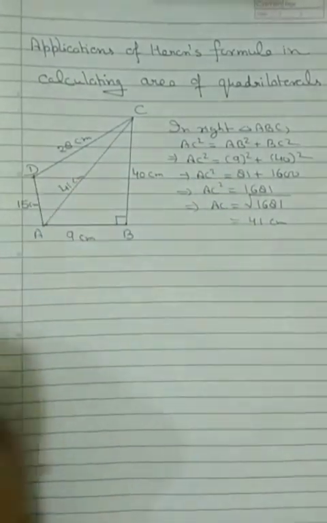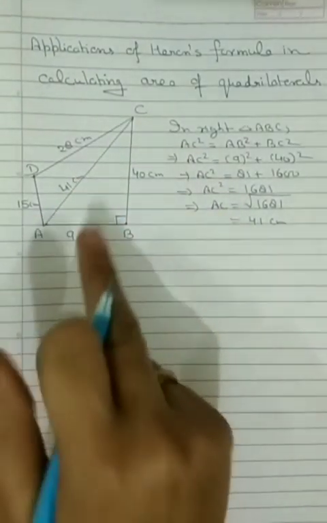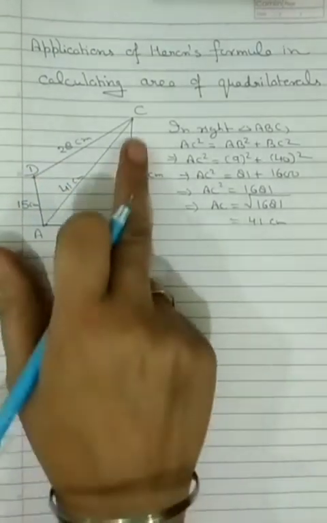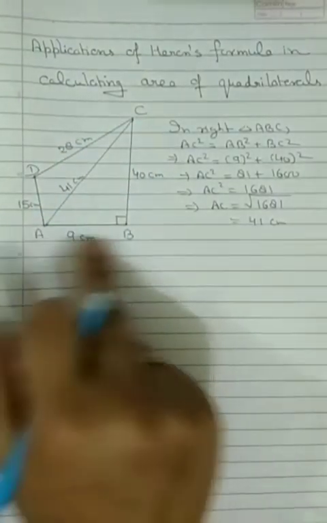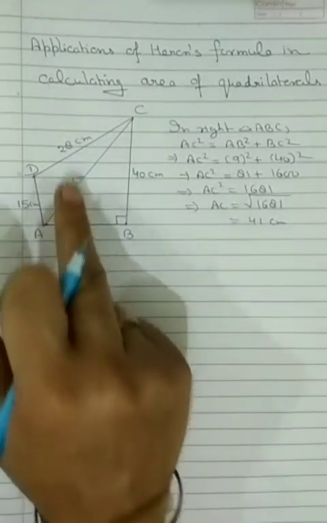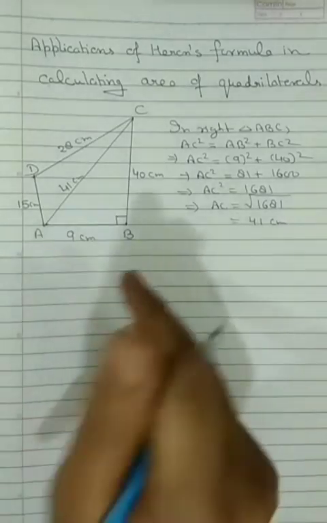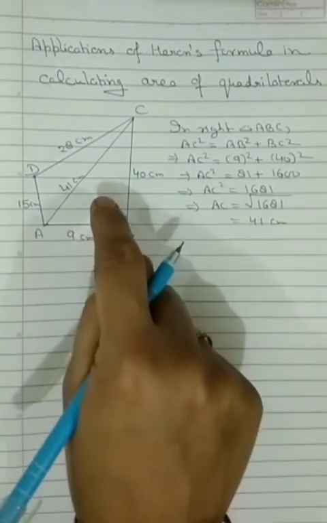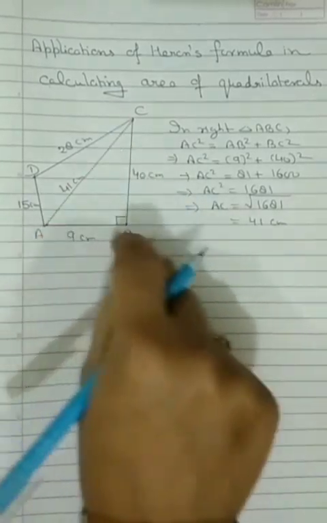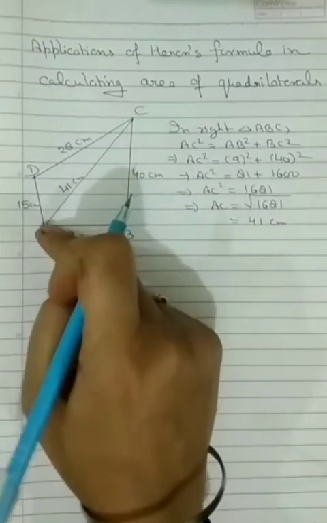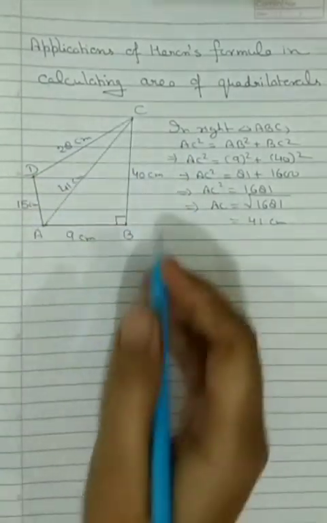Now you have two options. You can apply Heron's formula in both the triangles, triangle ABC and ADC, as in ABC also all the three sides are known, and in triangle ADC also all the three sides are known. And one more thing you can do, that for triangle ABC you apply the area of right angle triangle, and for triangle ADC you apply Heron's formula.